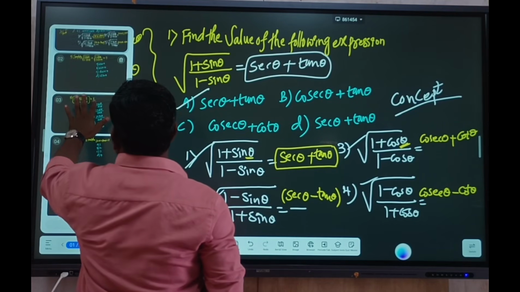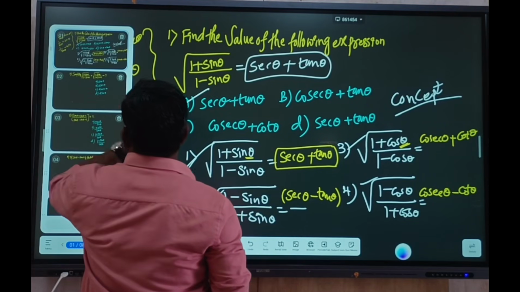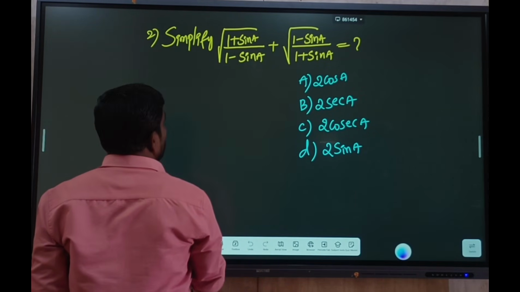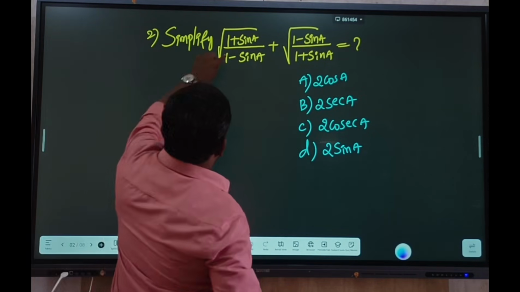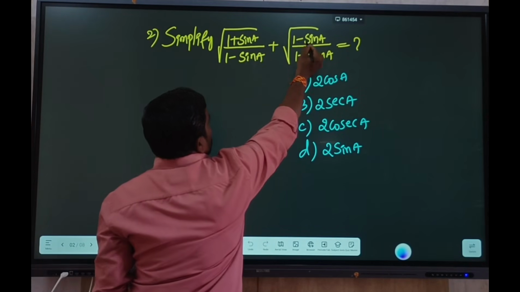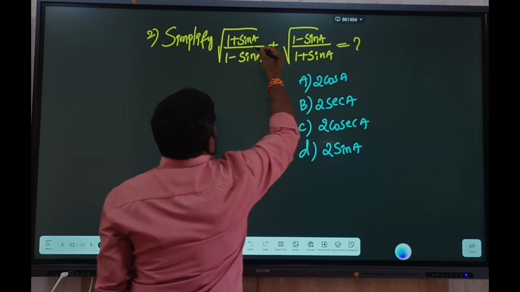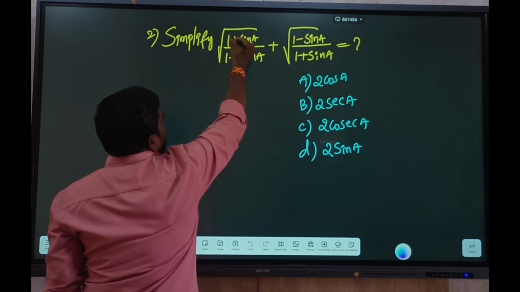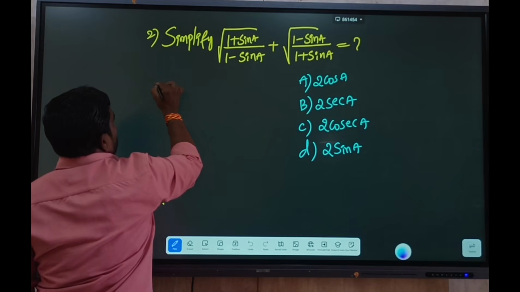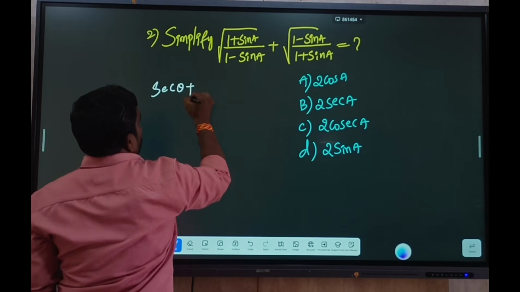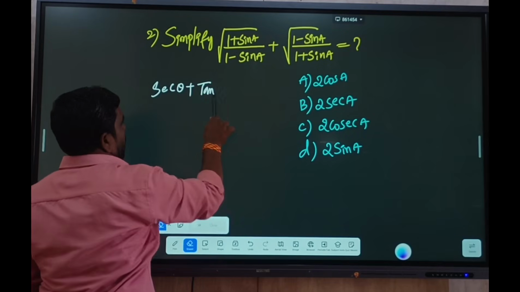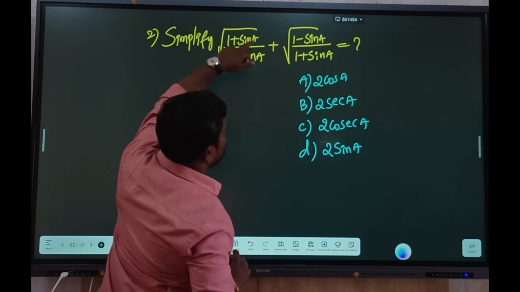Now I am taking another question, the second one. Look here: 1 plus sin A by 1 minus sin A, plus 1 minus sin A by 1 plus sin A. Here sin is given, that time divide by cos. 1 by cos theta means secant theta, sin by cos is tan theta. Here A is nothing but theta.